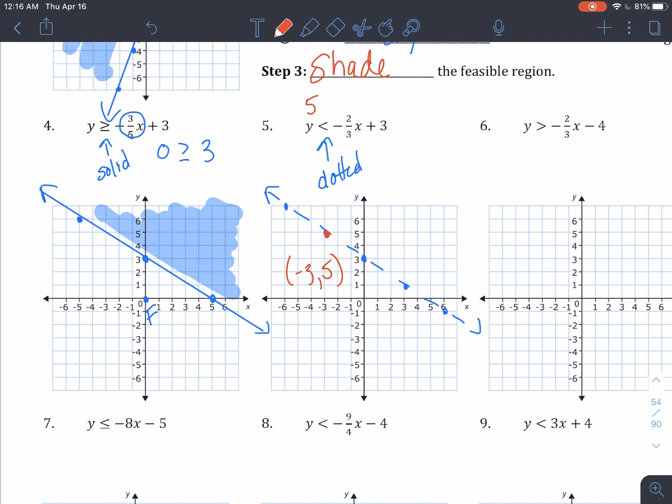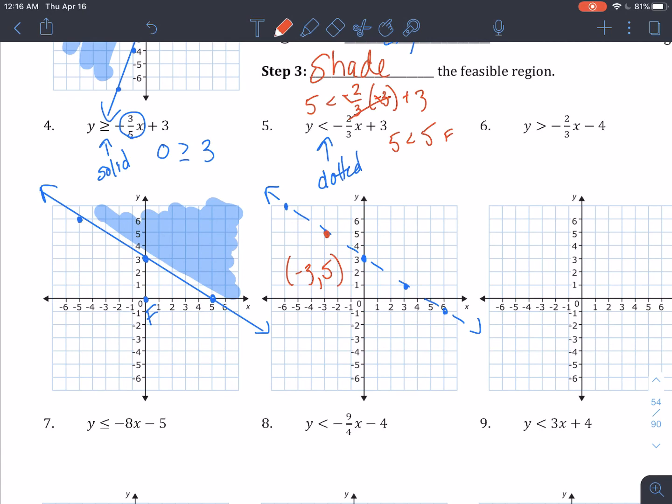So we've put in 5 for y less than negative 2/3 times negative 3 plus 3. Okay, here these cancel and the negatives cancel, so we have 2. So we have 5 is less than 2 plus 3 is 5. Is that true? Nope, that's a false statement. So it's so close, right? It looks like it's almost true, I suppose, but it's a false statement there. So the dotted line is representing that the points on this line are not part of our feasible region.